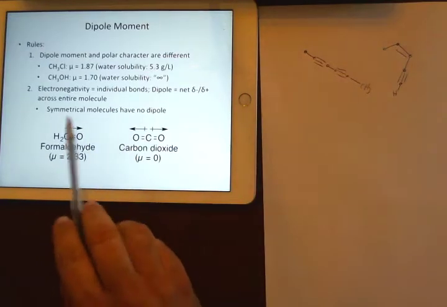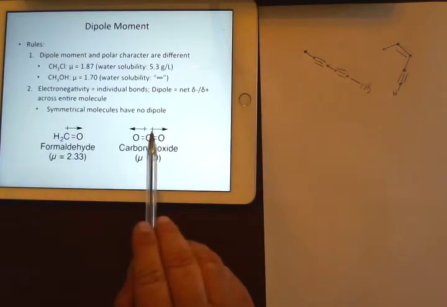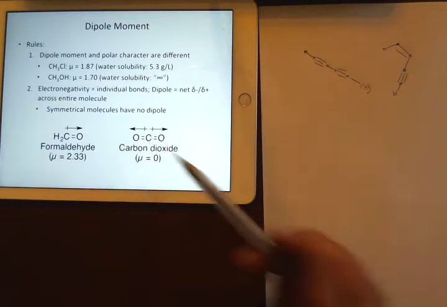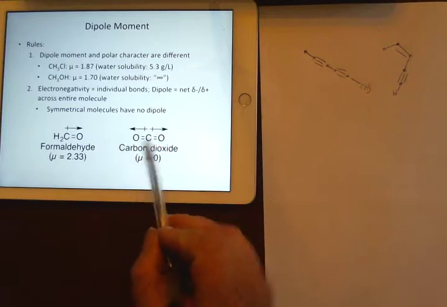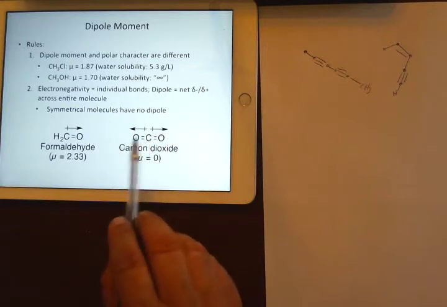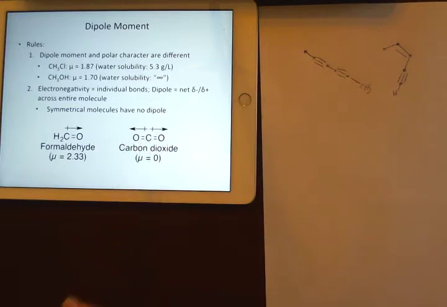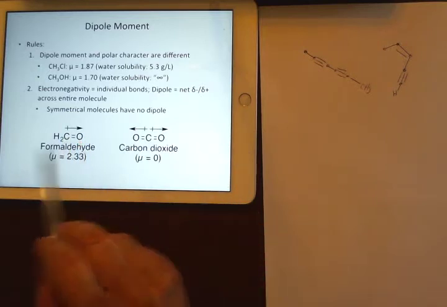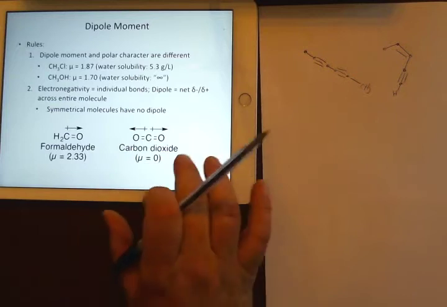Okay, so symmetrical molecules don't have dipoles, right? So if you average these up, right here, you have equal and opposite. They're pulling at the same rate. There's actually no dipole, even though you have polar covalent bonds. The overall dipole is 0. Here you only have the one polar covalent bond, so it's all going to go that way.